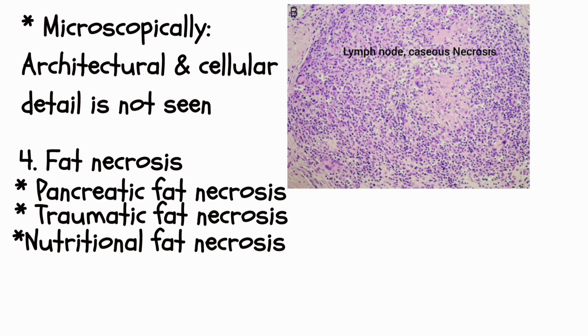Microscopically, there are nuclear changes which appear in three forms or patterns: karyolysis, pyknosis, and karyorrhexis. The cellular outlines are indistinct or absent, and there are four types of necrosis: coagulative necrosis, liquefactive necrosis, caseous or cheesy necrosis, and fat necrosis.